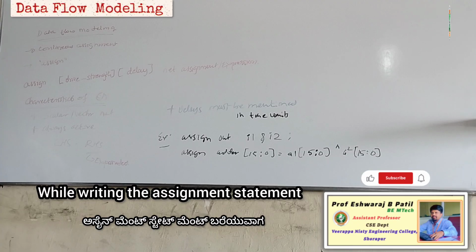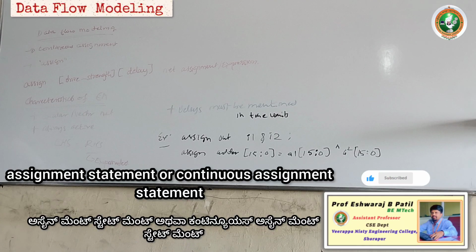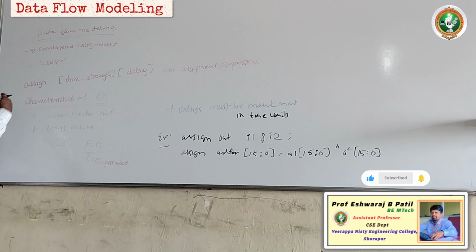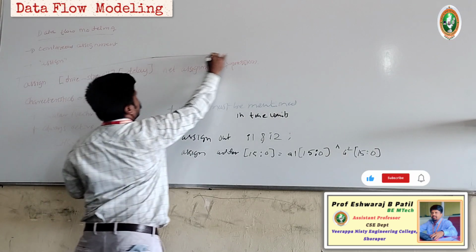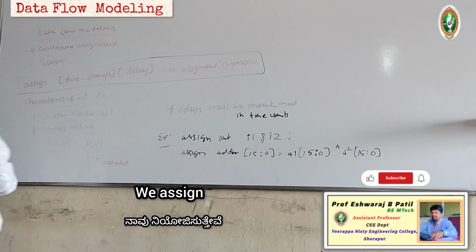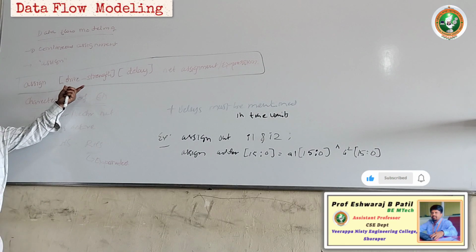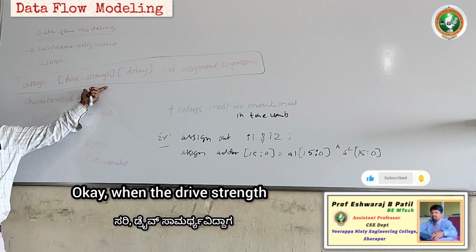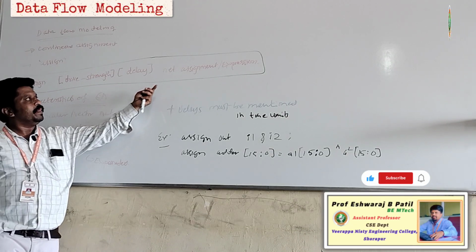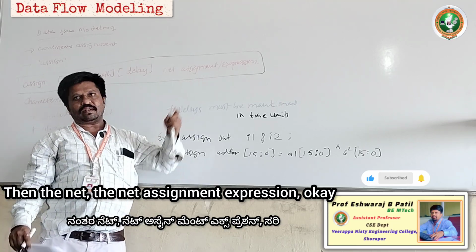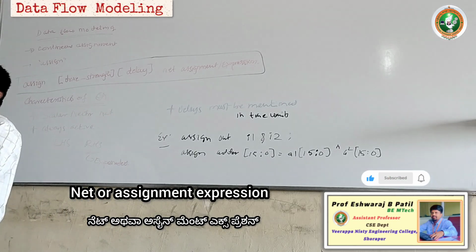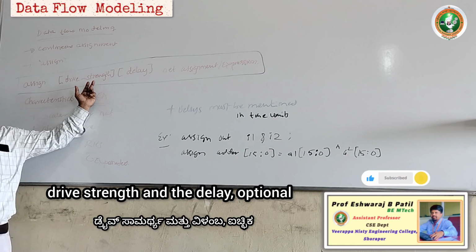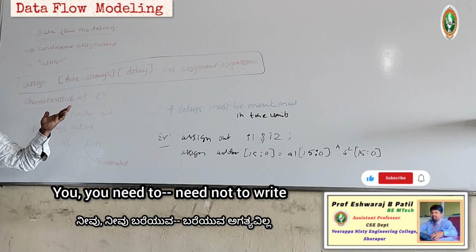While writing the assignment statement, or continuous assignment statement, this is the syntax we should follow. Assign, then the drive strength or delay, then the net assignment expression. Here the drive strength and the delay are optional. You do not need to write them.